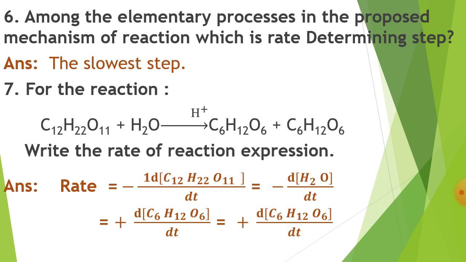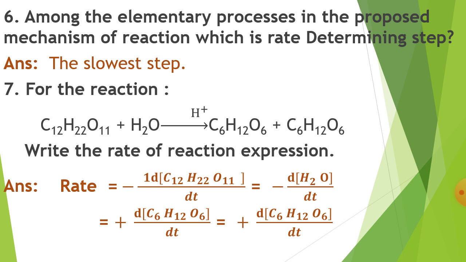Now question number 6. Among the elementary processes in the proposed mechanism of a reaction, which is the rate determining step? So again the answer is, the slowest step is the rate determining step. The question format is changed, but your answer is the same again. The rate determining step is always the slowest step.